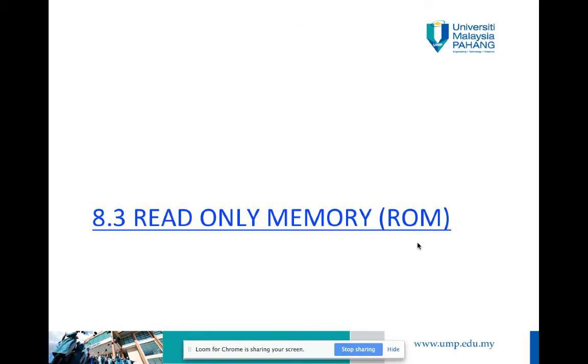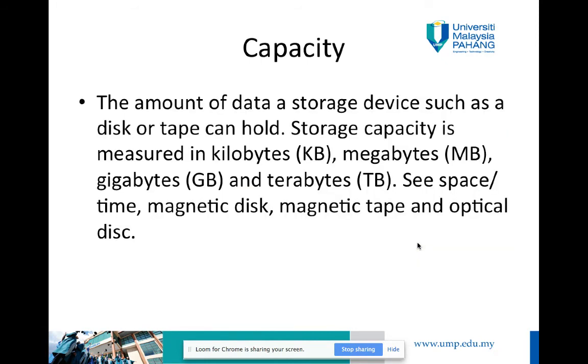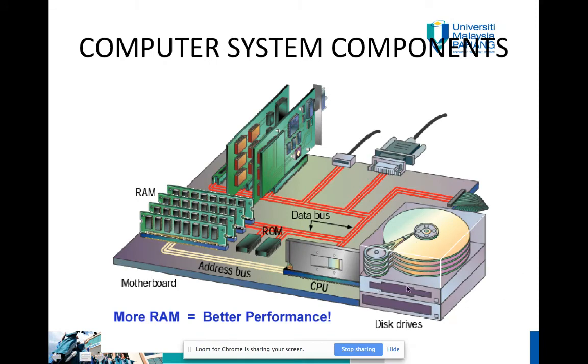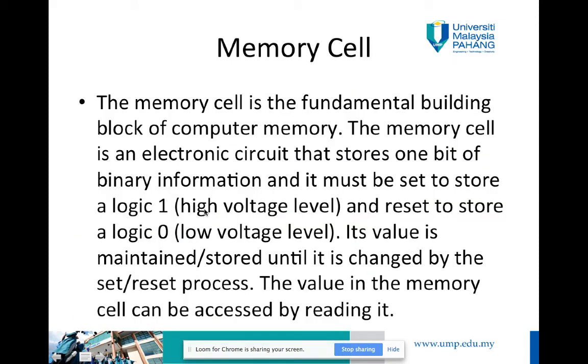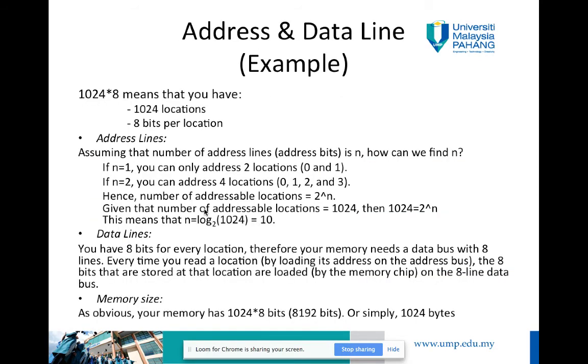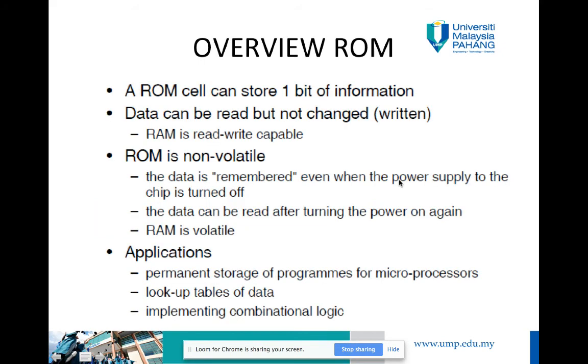Next is read-only memory, ROM. If we go back to the slide that shows the computer system components, we have RAM and also we have ROM. These are 2 types of memory. Now we go to the ROM, read-only memory, chapter 8.3. So what is ROM?